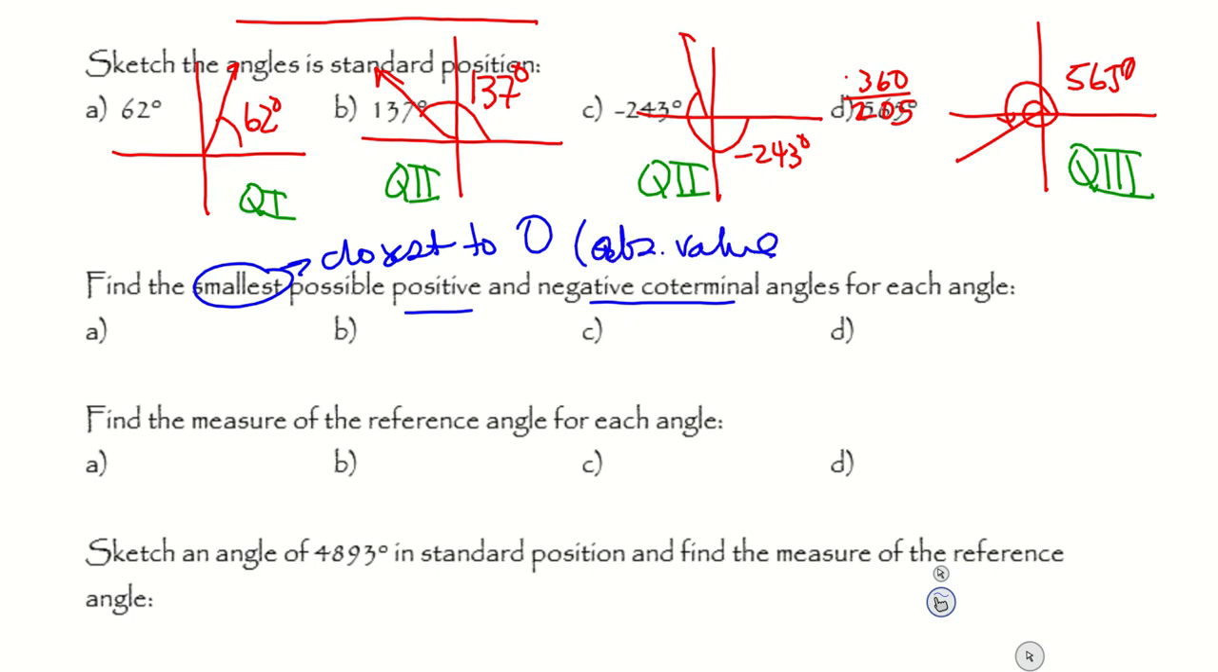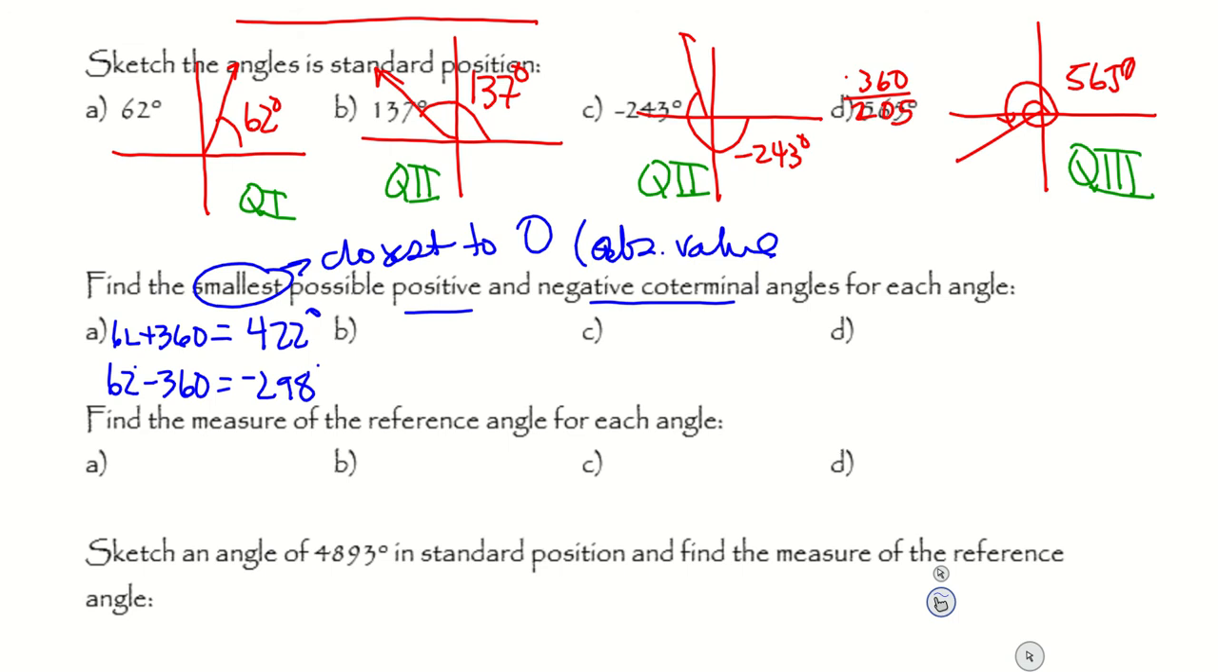So let's start with 62. If we take 62, to get another positive angle, we would have to add 360 to that. We do that and we end up with 422. There is not another smaller positive angle. If we start with 62, to get to a negative angle, we would have to subtract 360. So if we subtract 360 from 62, we get negative 298.